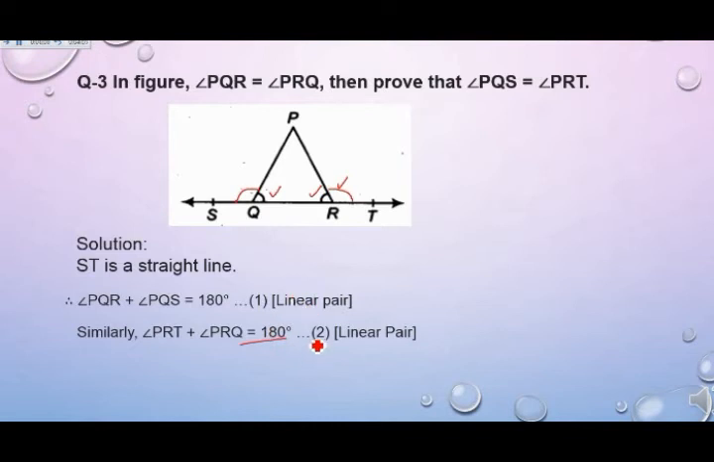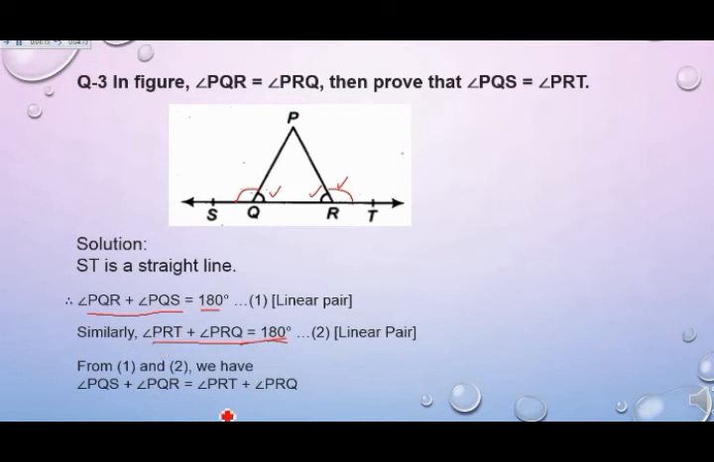Now in these two equations, the right hand sides are equal, so we can equate the left hand sides. So what we get is angle PQR plus PQS is equal to PRT plus PRQ. Now cancelling the equal angles, these two are equal angles given to us, that is PQR is equal to angle PRQ. So we get the required result, that is angle PQS is equal to PRT.